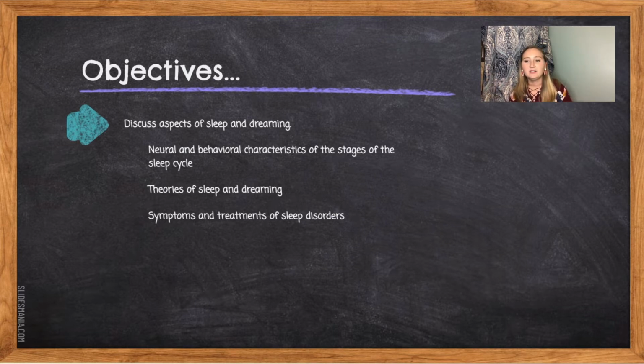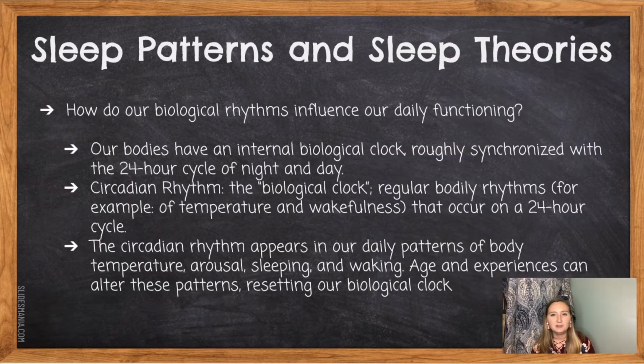All right, how do our biological rhythms influence our daily functioning? Our bodies have this internal biological clock. It's roughly synchronized in a 24-hour cycle of day and night, right? We call this thing the circadian rhythm. This is our biological clock. It's regular bodily rhythms, for example, of temperature and wakefulness that occur on a 24-hour cycle. The circadian rhythm appears in our daily patterns of body temperature, arousal or activity, sleeping, and waking.